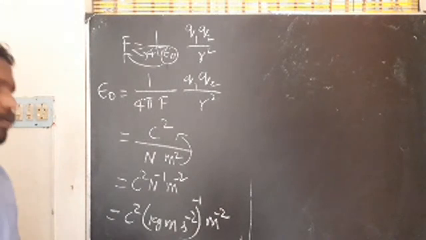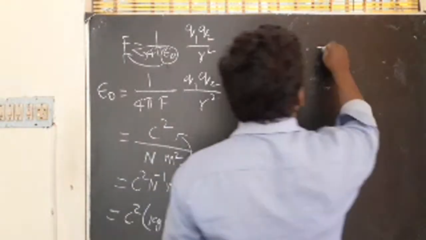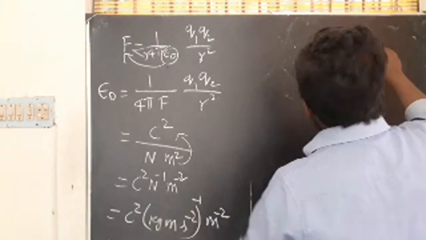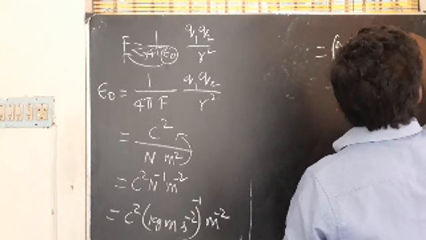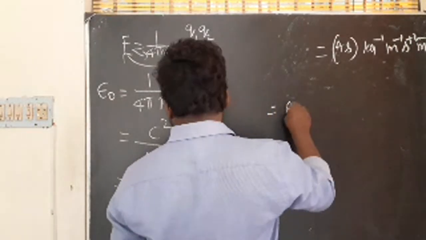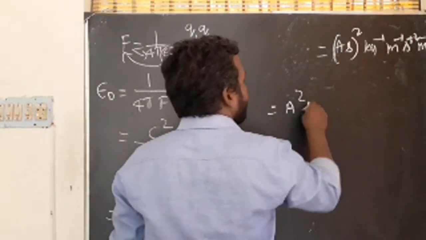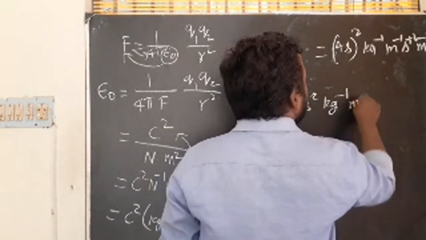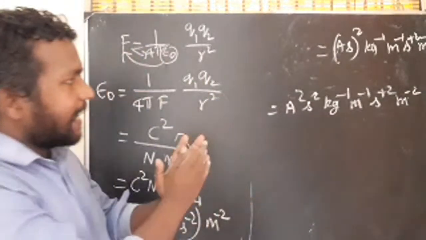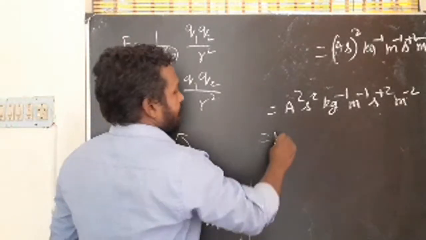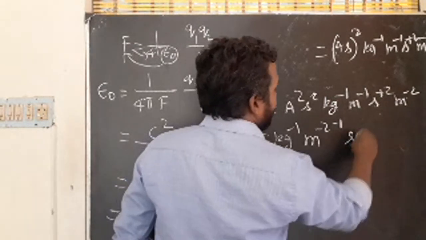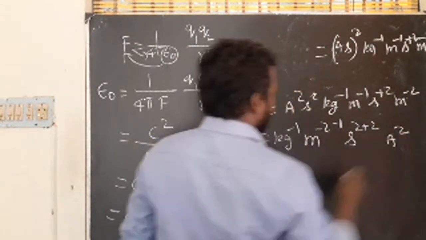Now we should do the solution. Coulomb, as I already said, you can write as ampere into second. Newton inverse I am taking inside: kg inverse meter inverse second plus 2. Then we have meter minus 2 also. Now the solution: ampere square second square kg inverse meter inverse second plus 2 meter minus 2. Now all seconds together, all meters together.